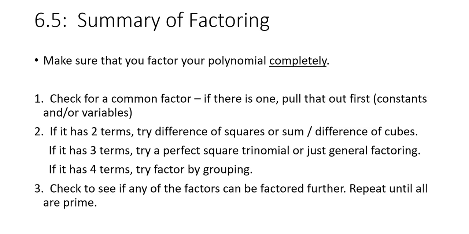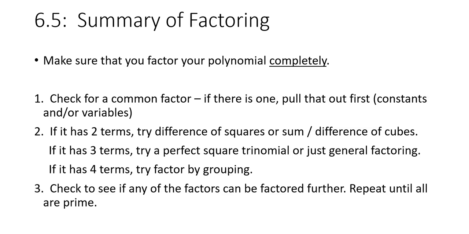So how do you know which one to use? The first note on the top says that you should make sure that you factor your polynomial completely, meaning that none of the factors can be factored any further. The first step, and we saw this a couple of times in the last video, is to check for a common factor. If there's a common factor, it could be a number, it could be a variable. Pull that common factor out first. Then look at the number of terms. If it's got two terms, try sum and difference of cubes, try difference of squares.